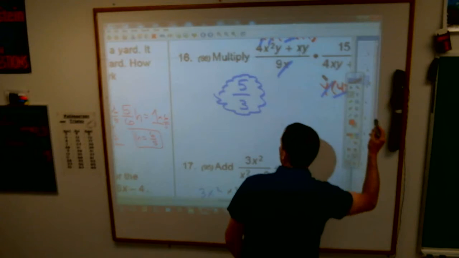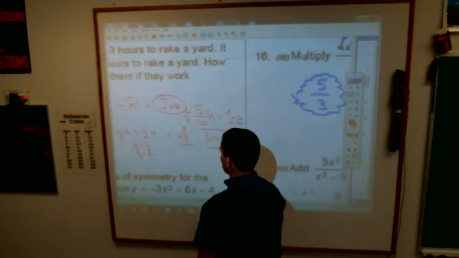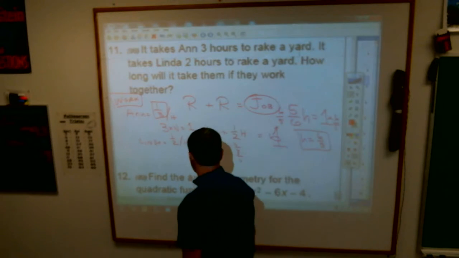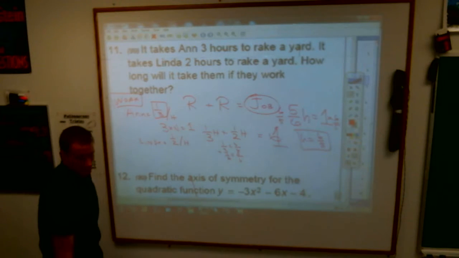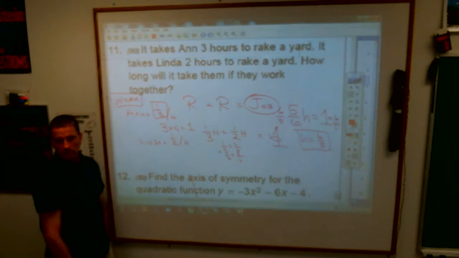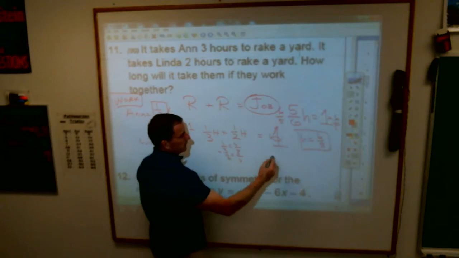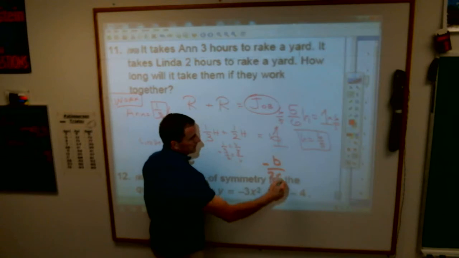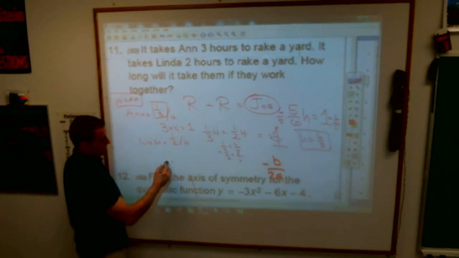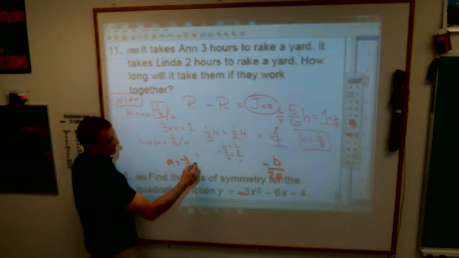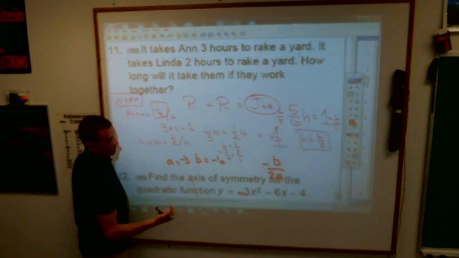It's just finding the axis of symmetry. Oh, the axis of symmetry. Do you have the formula written down for the axis of symmetry? What is it, Madison? Negative b over 2a. A is -3. B is -6. You don't need the c.